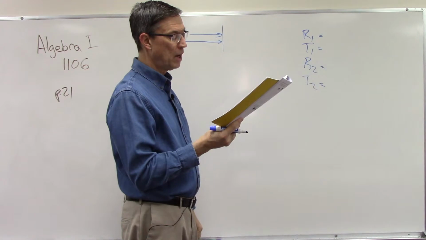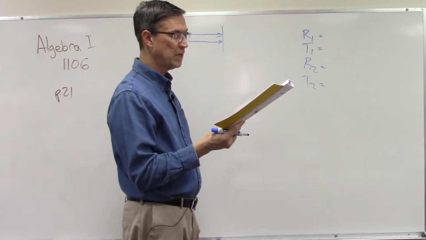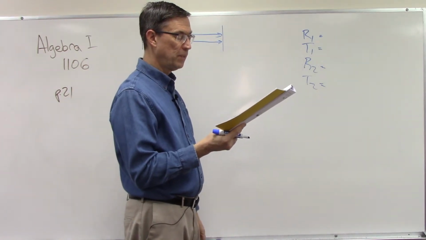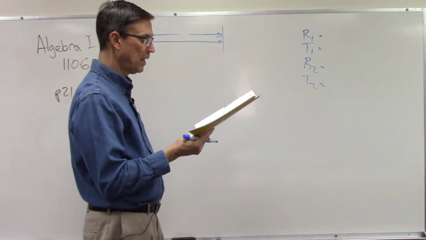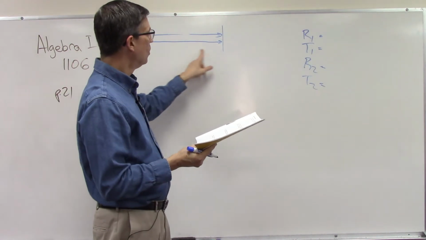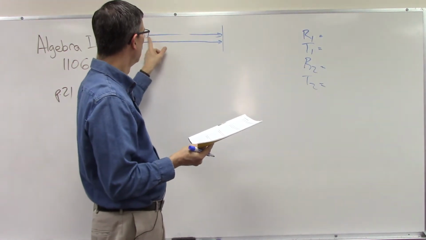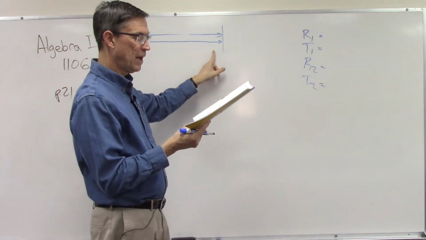Let's look at number 4. How fast must a car travel to overtake a bus in 5 hours if the bus is traveling at 30 kilometers per hour and left 3 hours before the car? So this is an overtaking kind of problem. They're traveling the same distance. One left earlier and is traveling slower. The second one left later but is traveling faster.